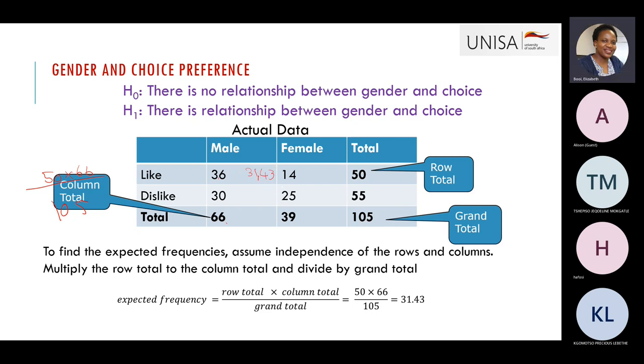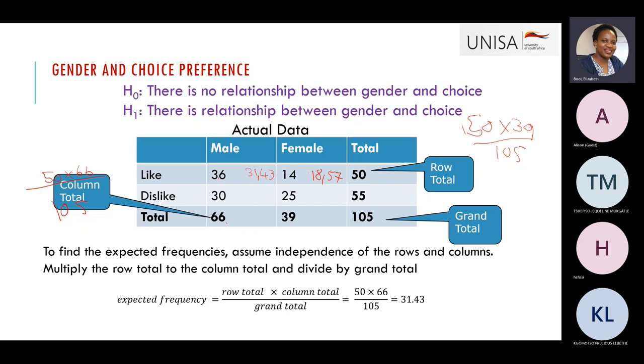That will be your expected value, and you can do it for all the other values except for the total. So for female like, the row total is 50 and the column total is 39. Multiply 50 by 39, divide by 105, and the answer you get is 18.57. And that will be your expected value, and you do the same for the next one.